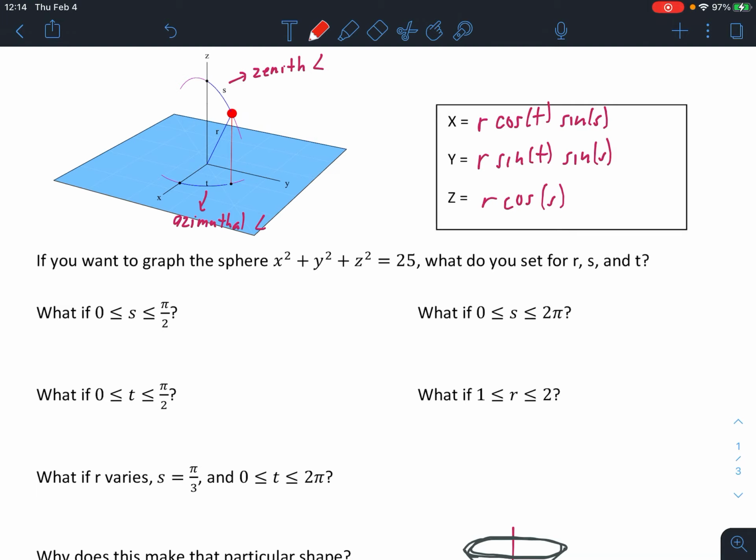All right, so if we want to graph the sphere, x squared plus y squared plus z squared equals 25, what do we set for r, s, and t? Well, r is pretty basic. That's just going to be 5 because the radius is 5. Now, if we want to fill in the sphere, then we let r range from 0 to 5. But if we're just graphing the sphere itself, then just 5. Then s will go from 0 to pi, and t will go from 0 to 2 pi.